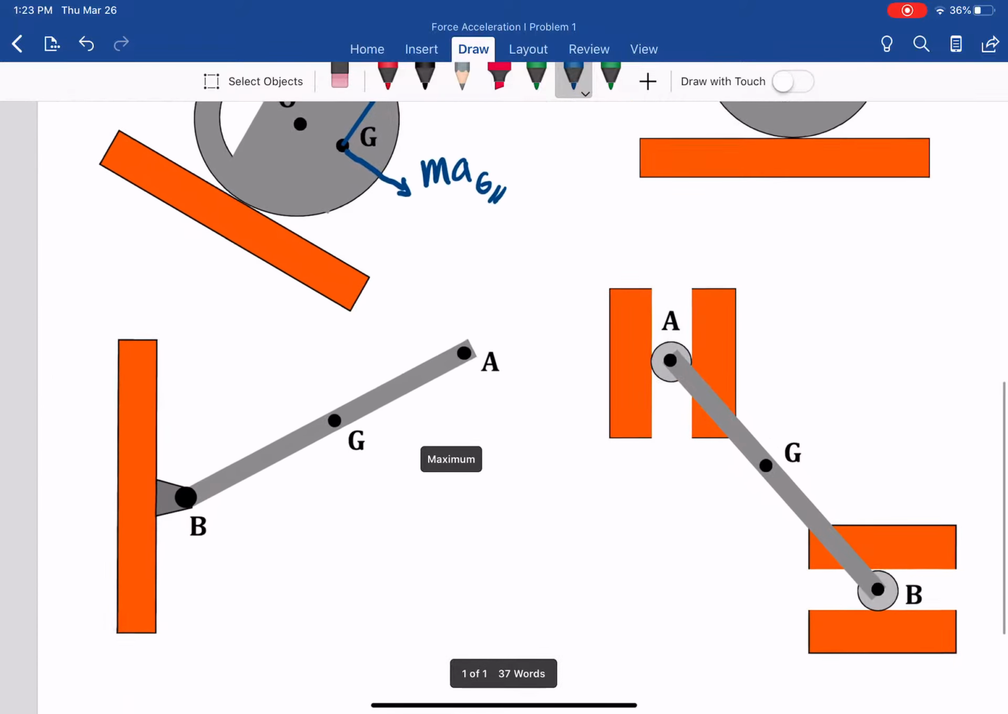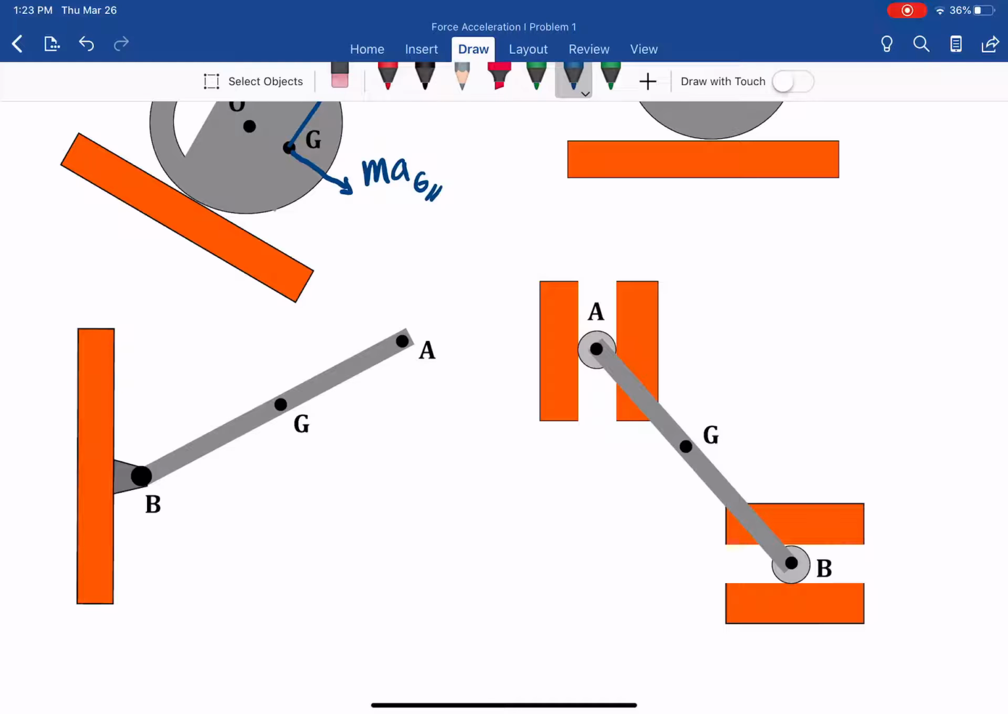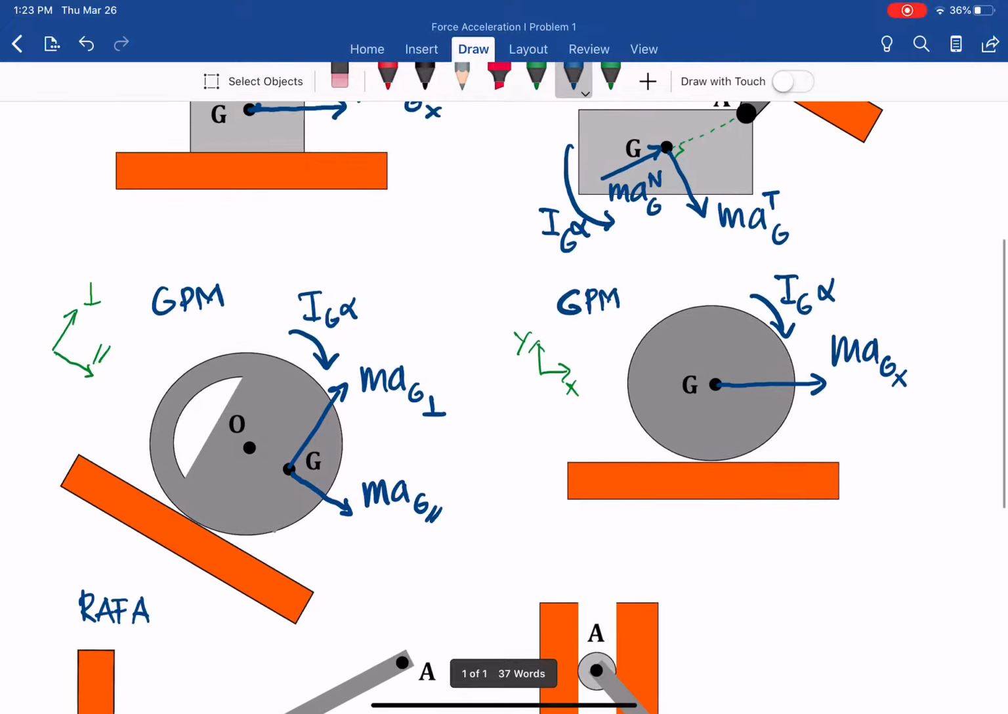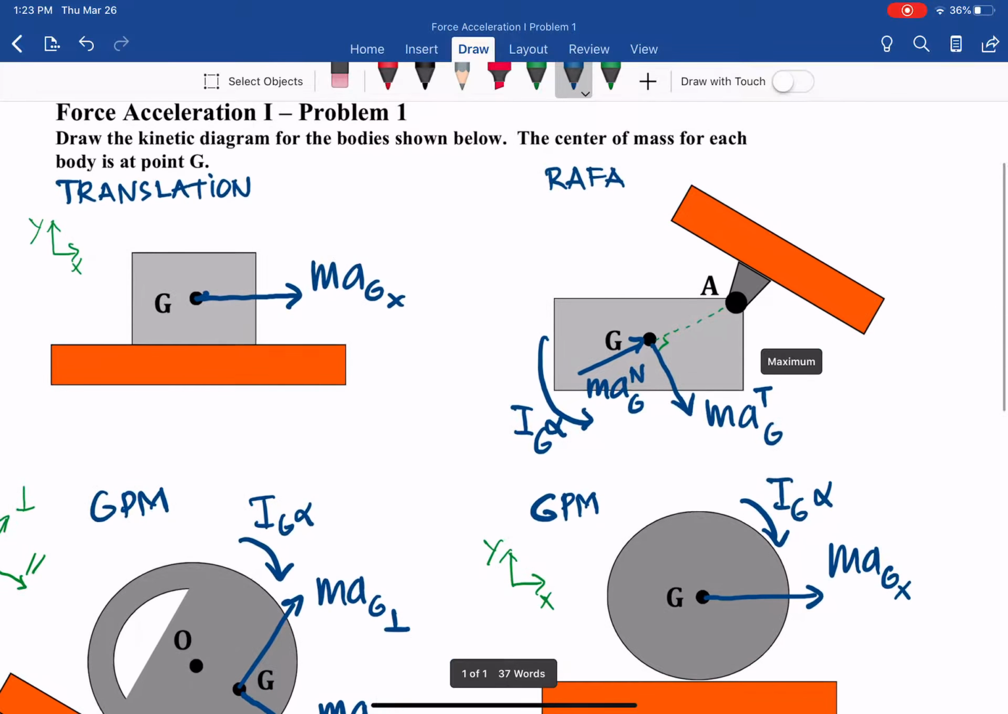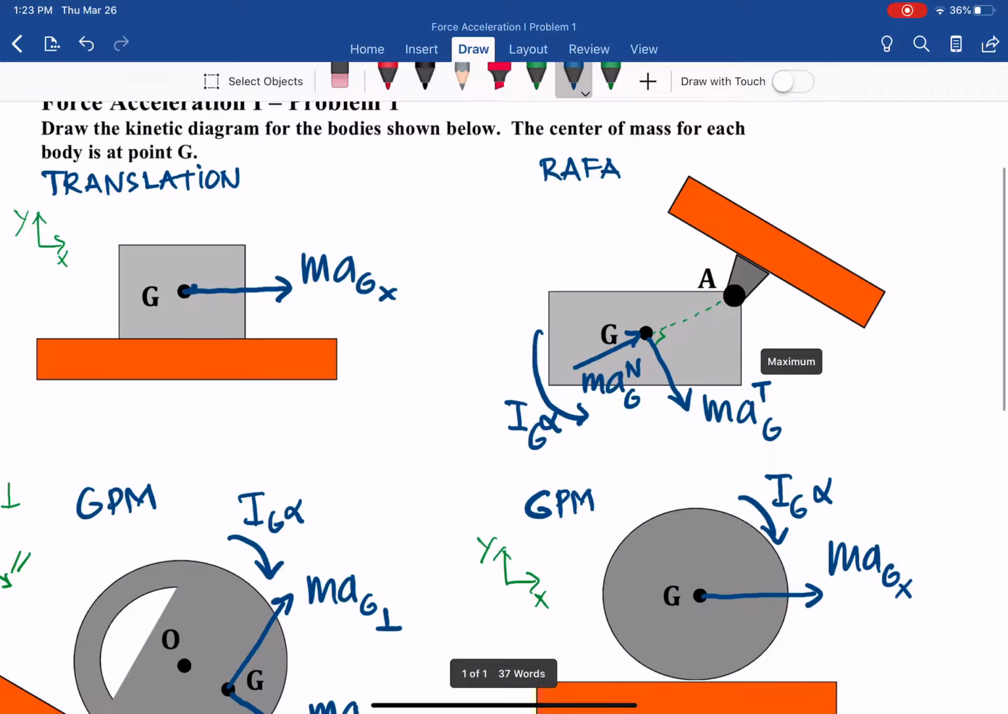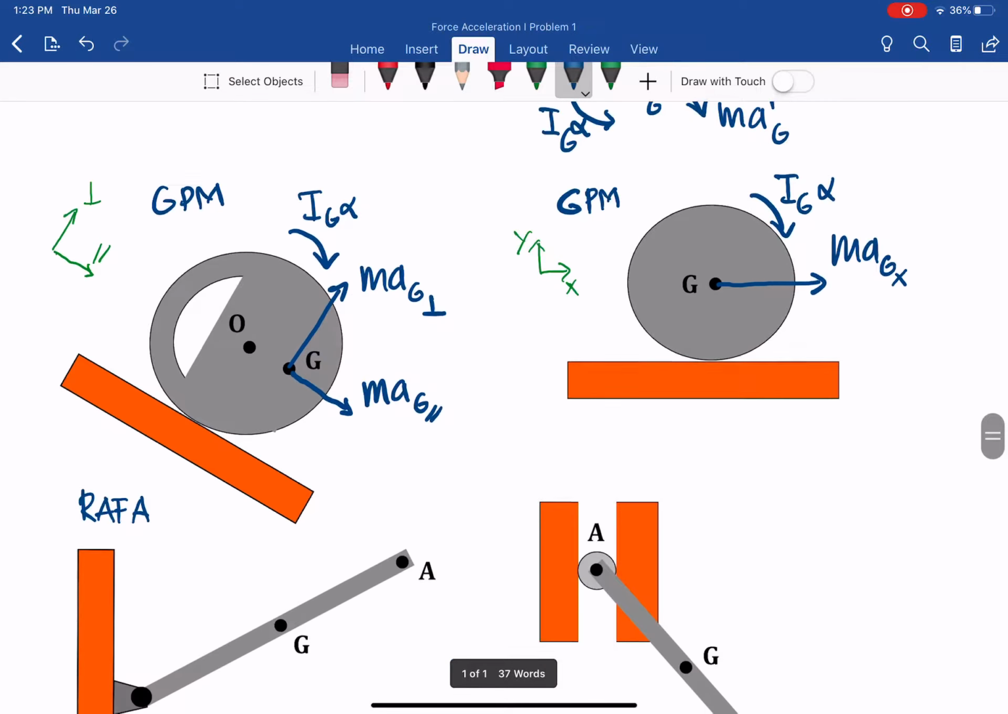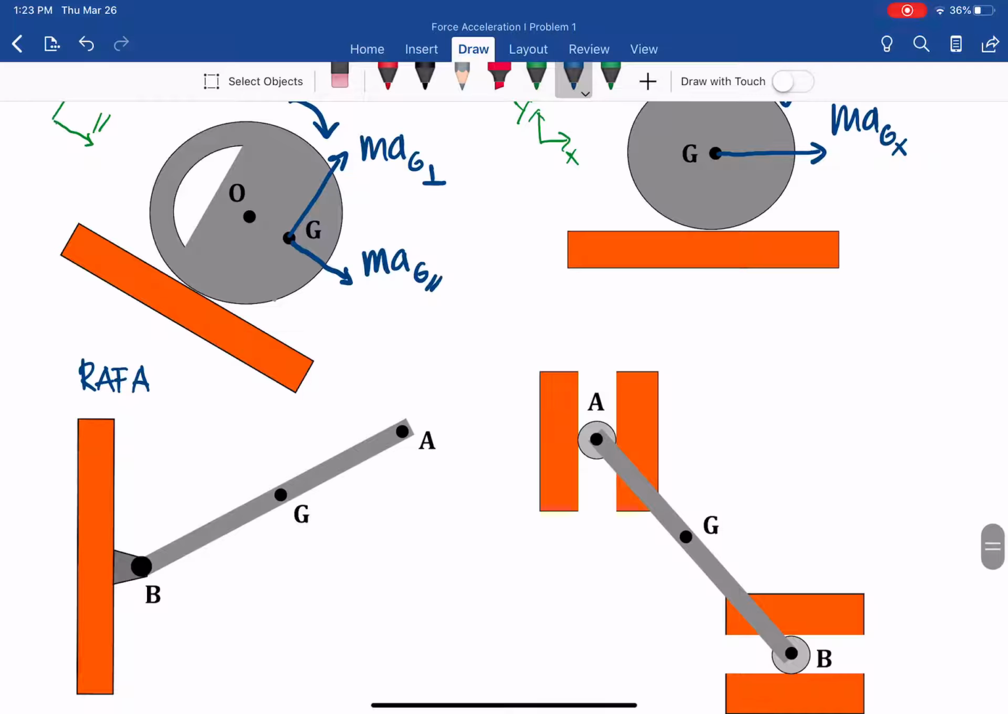Go to the fifth one, the kinetic diagram for this. As you can see, body BA will rotate about the axis perpendicular to the string and going through B, so that it will be a Rafa body. And for Rafa, as you recall, we don't call it XY, but similar to this, we have MAGT and MAGN. So do exactly the same for the Rafa. Not about A, not about B. It will be at G.